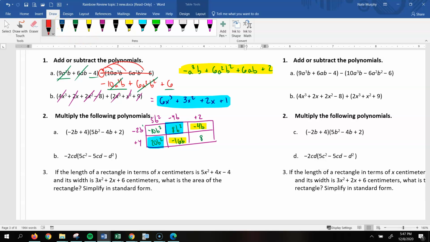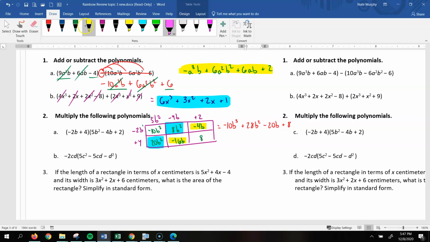So our answer would be negative 10b cubed. And then we would combine the 20b squared and the 8b squared. So that would be plus 28b squared. We have negative 16b minus 4b. That's going to be negative 20b. And we have that plus 8. So that would be your answer for 2a.